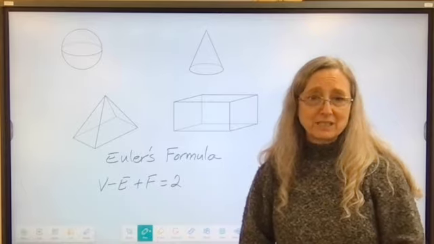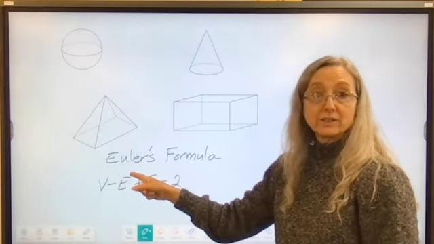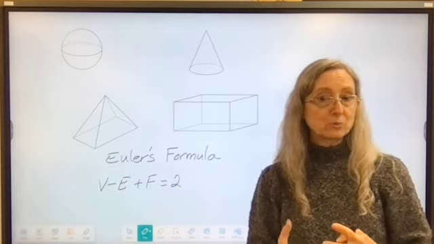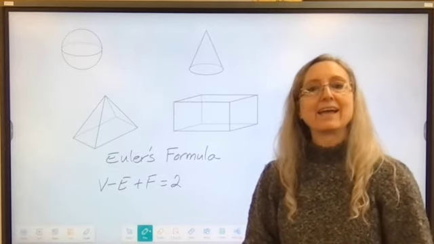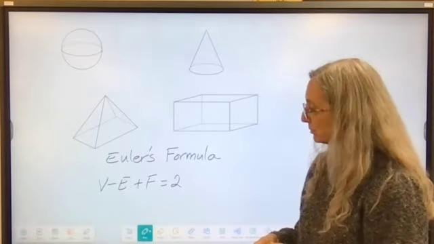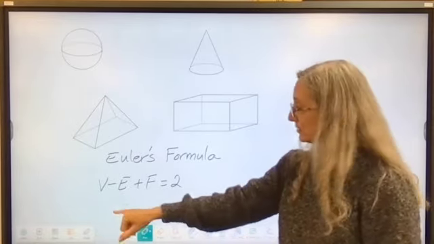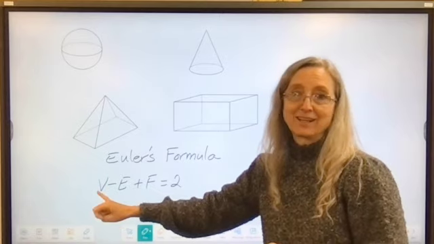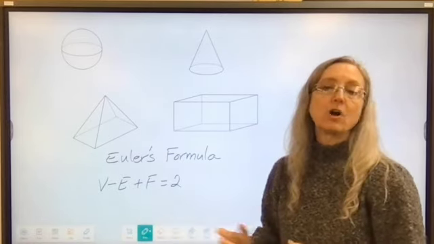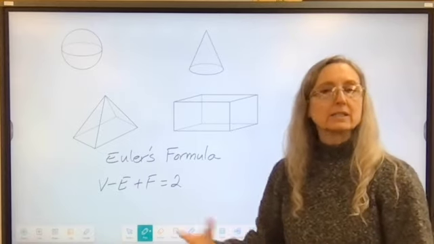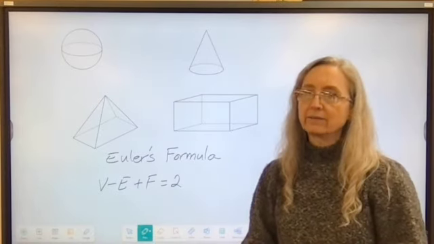There's a famous mathematician, Euler, and he noticed a relationship between the vertices, the edges, and the faces. And he has this formula in your book. The formula is written this way. If you take the number of vertices, you subtract the number of edges, add the number of faces, you will always get 2. This is an unusual way.